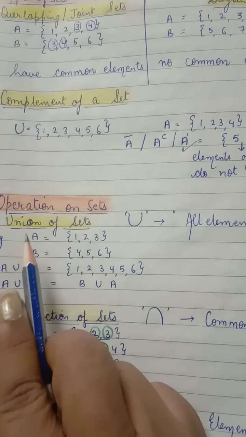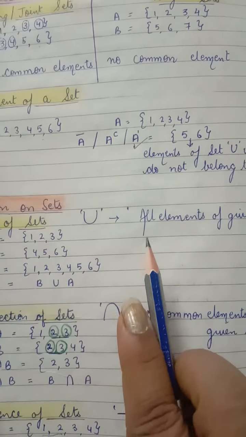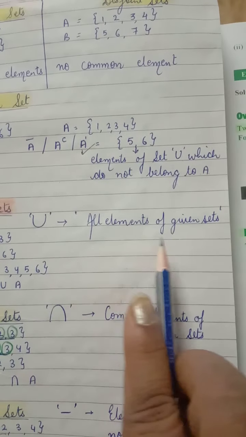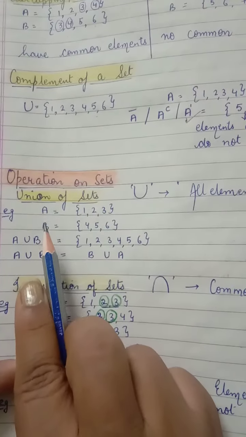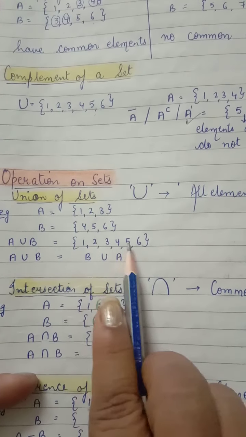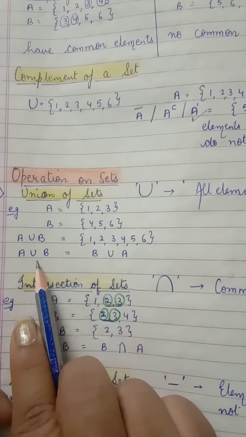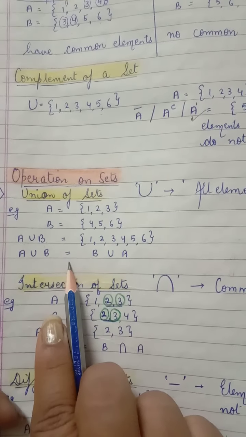Operation of sets, like first of all union of sets. Union is denoted by a capital U. It means you have to write all the elements of the given sets. For example, set A with 1 2 3, B with 4 5 6, and union will be 1 2 3 4 5 6 without repeating the elements. Now A union B, or you write B union A, it is equal.